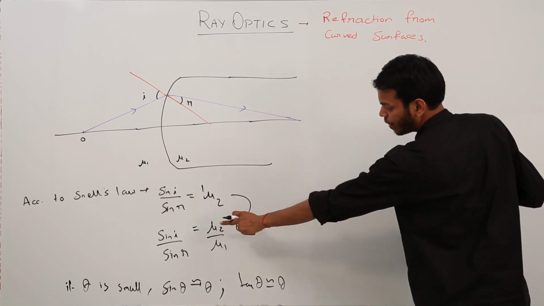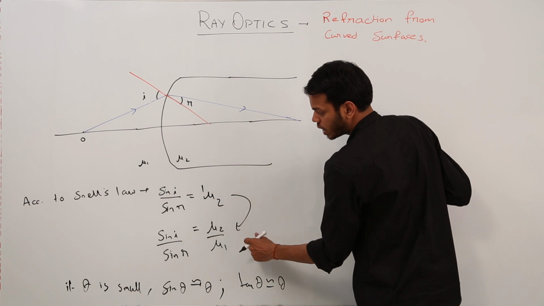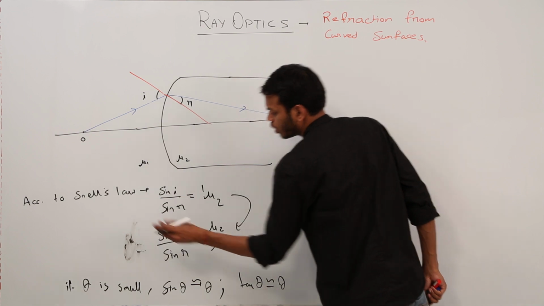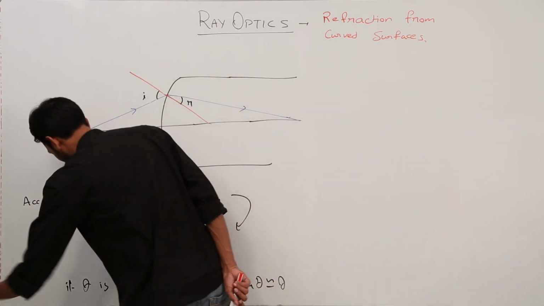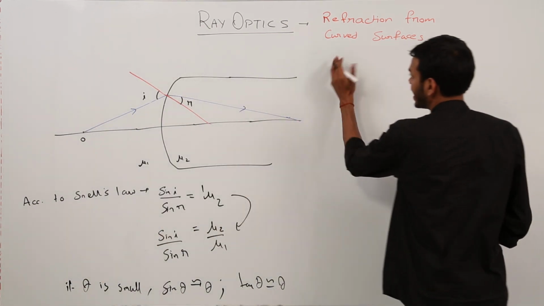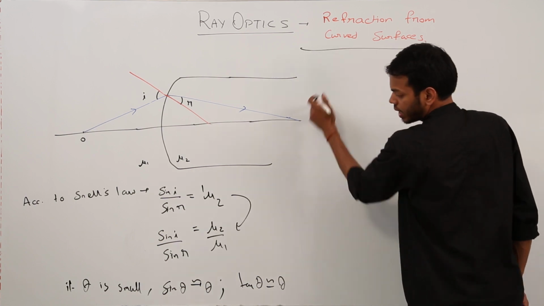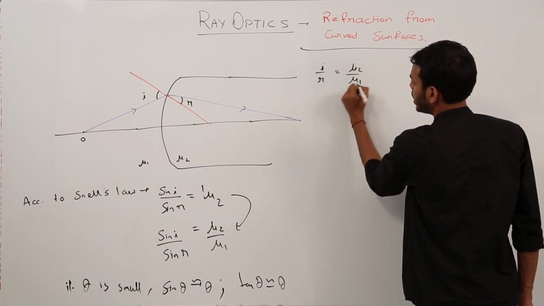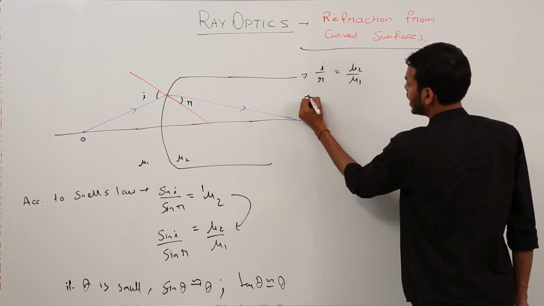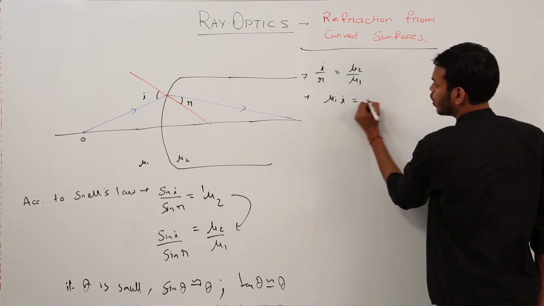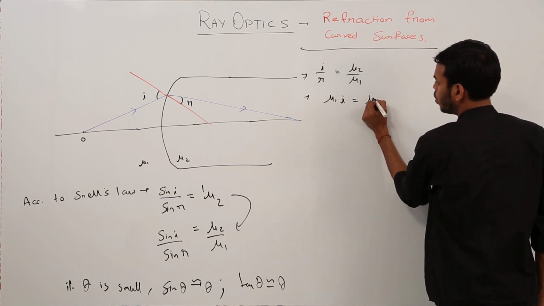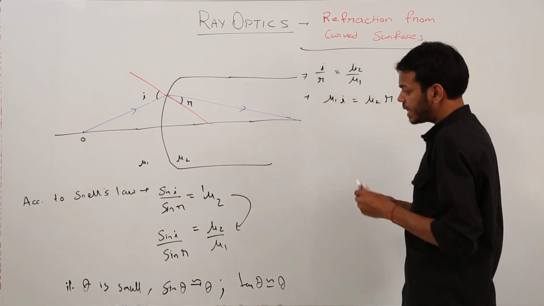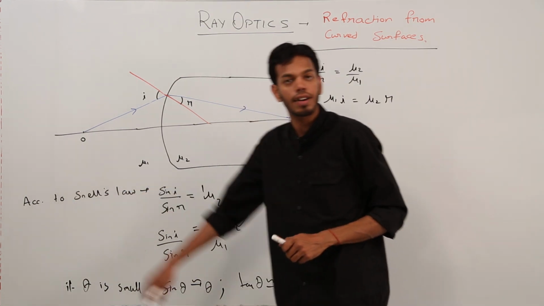From this point, what will I get? If sin theta is tending towards theta, I will get I upon R is equal to mu 2 over mu 1. Cross multiply, I'll get mu 1 into I is equal to mu 2 into R, right? This is done. This is the end of step 1, which I started from here.